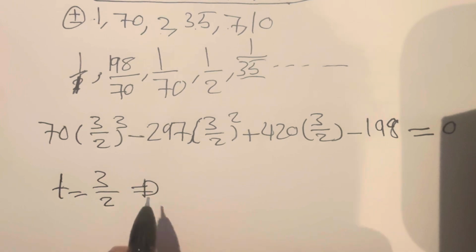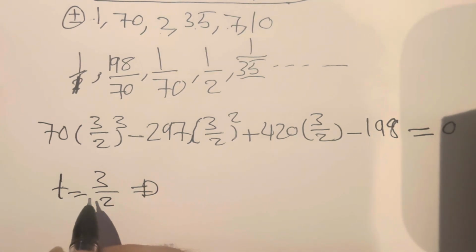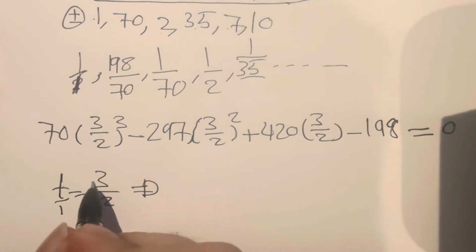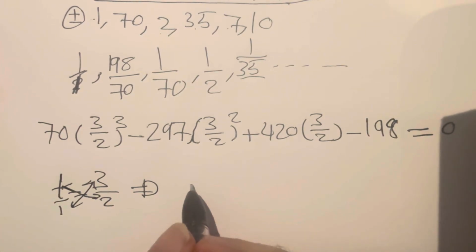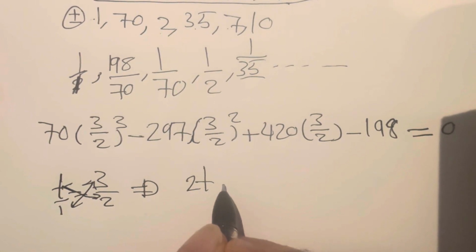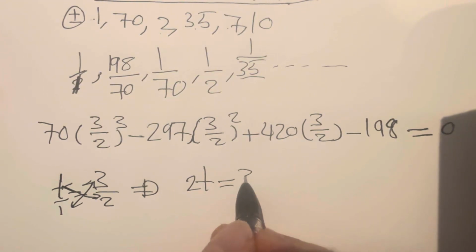So we multiply like this, and we get 2t equals 3.